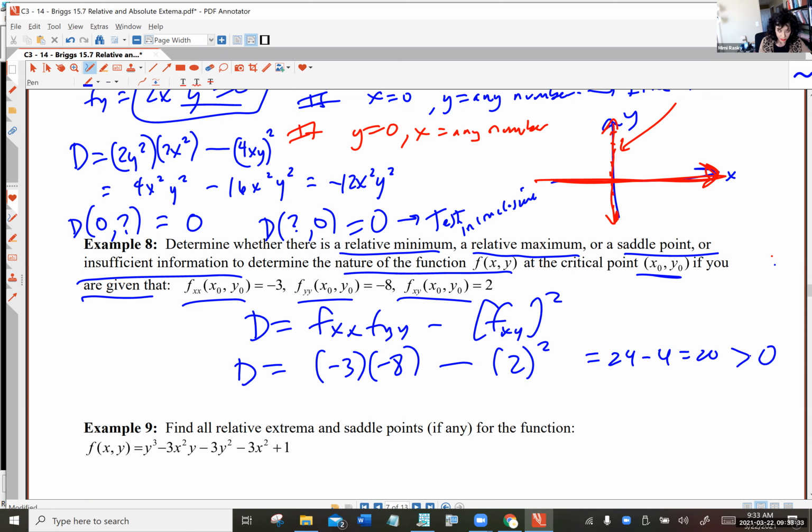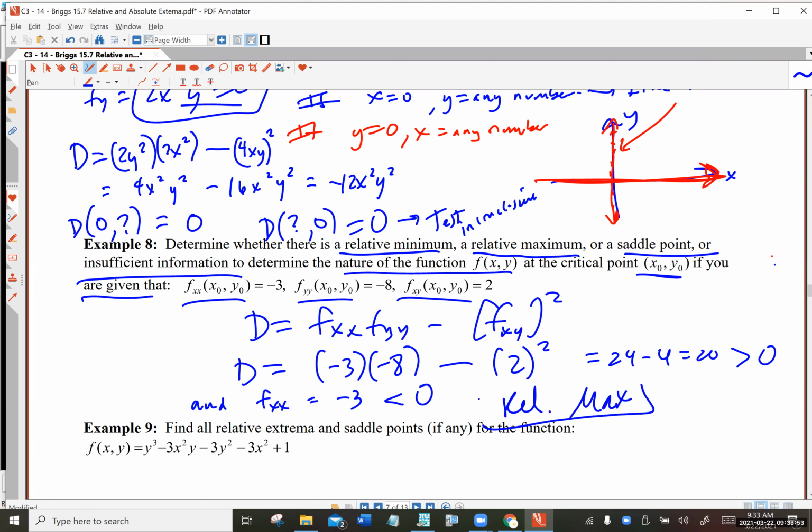So what do I have? Do I have a max, a min, a saddle point, or I don't know yet? So what do I have? A relative max. Why? Because when you did the d-test, you have 20 is greater than 0, and then when you test the second partial of x, the -3 is less than 0.